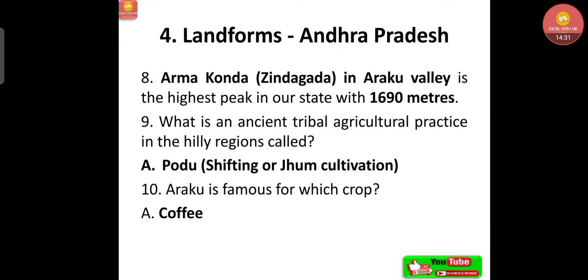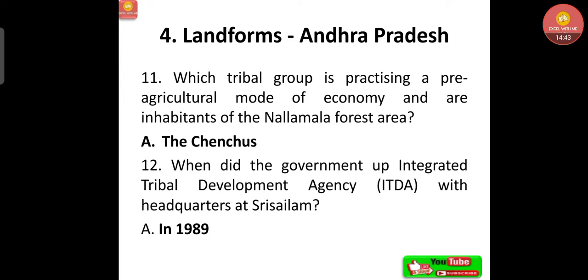Now, what is the ancient tribal agricultural practice in the hilly regions called? That is called Podu, or shifting or jhum cultivation. Araku is famous for which crop? Coffee. Which tribal group is practicing a pre-agricultural mode of economy and are inhabitants of the Nallamala forest area? That is the Chenchus. When did the government set up the Integrated Tribal Development Agency, that is ITDA, with headquarters at Srisailam? That is in 1989.